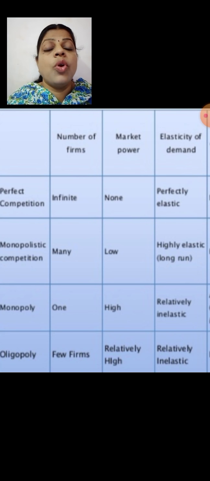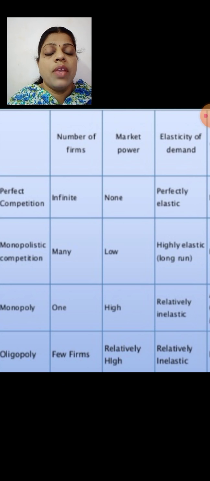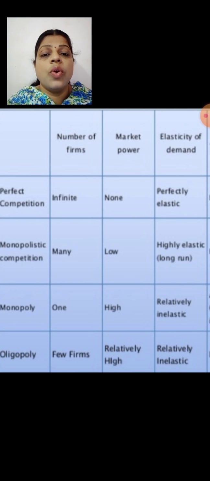And what about the monopoly? The monopoly is entirely only one seller. Isn't it? Yes. So only one seller and a large number of buyers are there in the monopoly. Then in the oligopoly market, we can see few firms are there. Understood? I told you the oligoi means a few. So oligopoly means a few firms are there in the oligopoly market.